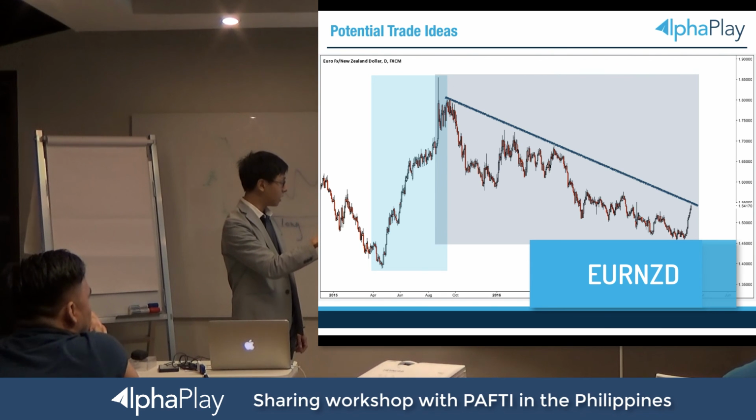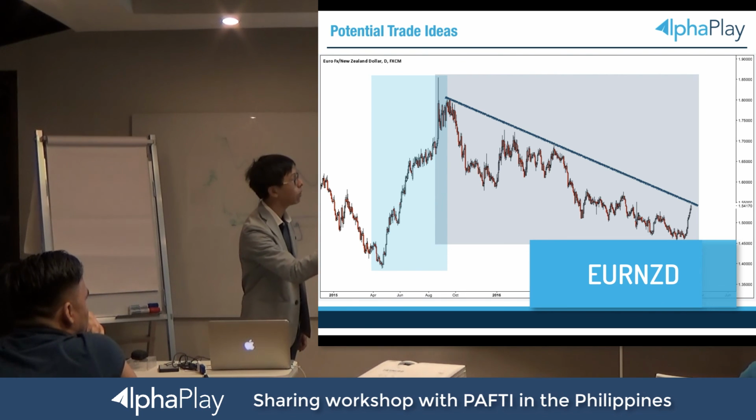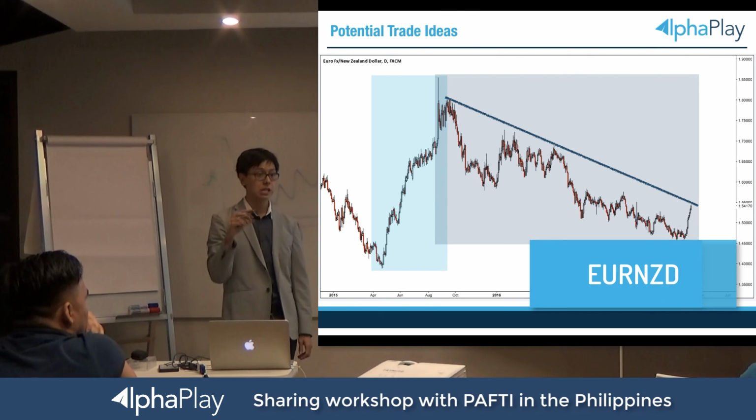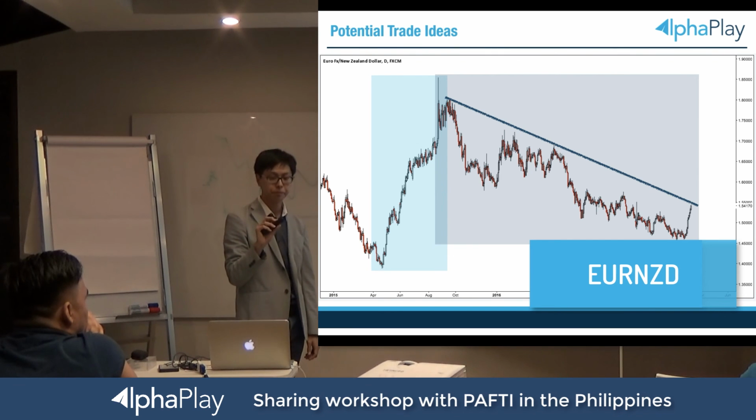Okay, because this move here, if it moves like this, you map it over here. This move here is pretty huge. It's about 1.4, it goes up to 1.85. That is about 4,500 pips.